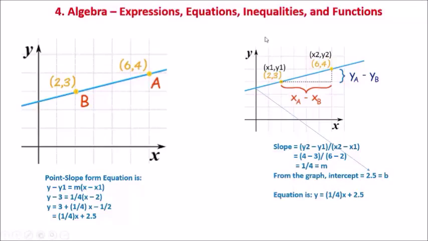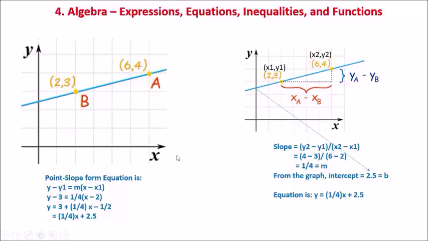The slope is, so I've got x1, y1, that's the first point, 2, 3. And then x2, y2, 6, 4, that's the second point. If I take 2 points and want to find the slope, the formula is y2 minus y1 divided by x2 minus x1. Or the difference in the y values divided by the difference in the x values. Delta y over delta x. So again, it's the rise over run, the same thing.